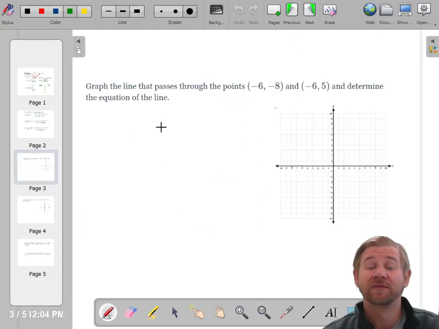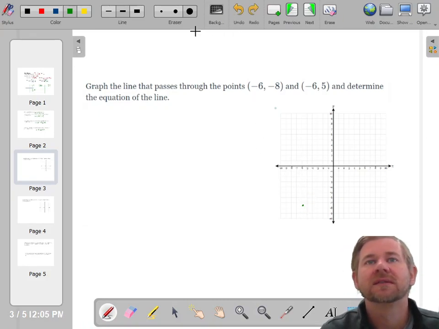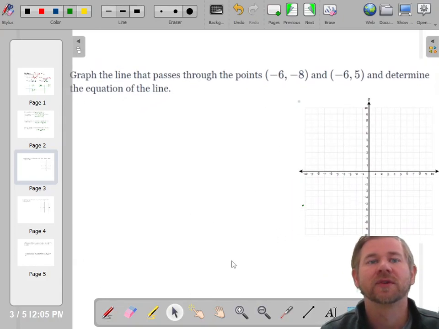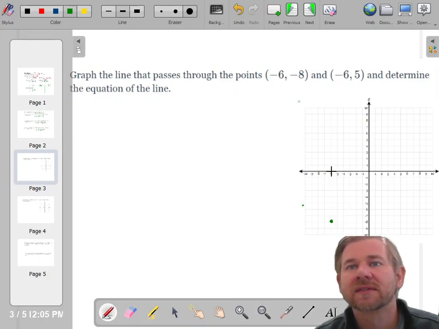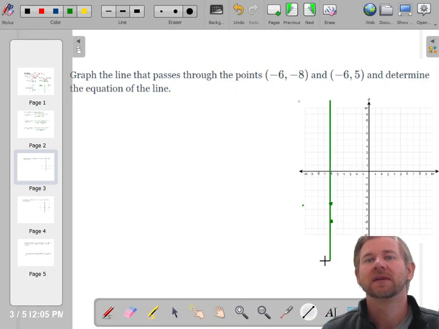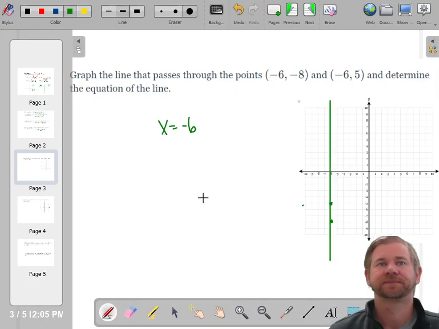Oh no, you got to graph them first. Okay, negative 6, negative 8's down here, right there. It's hard to see. This grid is pretty small. Maybe I can make it bigger? It's still not great. All right, we'll try again. Negative 6, negative 8 is right here. Negative 6, 5 is above it. Wait a minute. Those have the same x-coordinate. This is a vertical line. X equals negative 6.